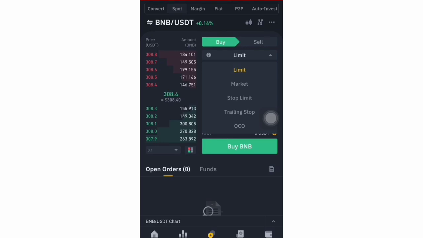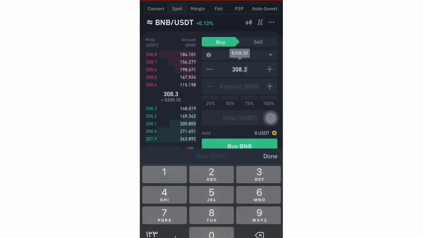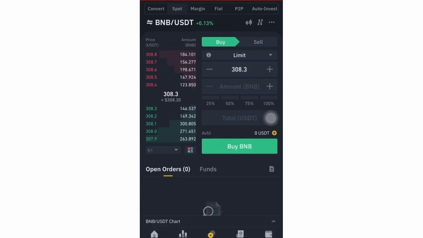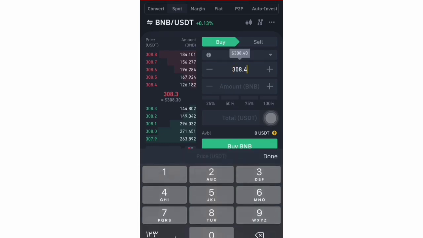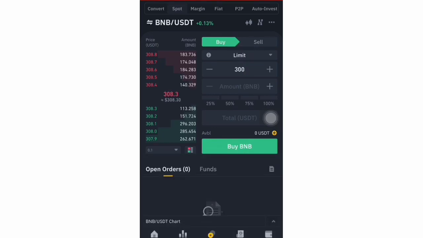Okay, so what limit simply means is that you set the price before the market actually reaches it. Let's say this is the current price for BNB right now. As you can see, we have it here, 308. So let's say we want to buy with a limit. We could say we want to buy when the price drops. Maybe we're expecting the price to drop to 300. We could just set a limit to buy, right? So as soon as the price gets to 300, the order is going to complete. So that's what limit means.